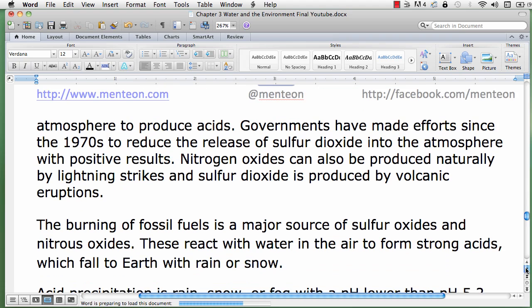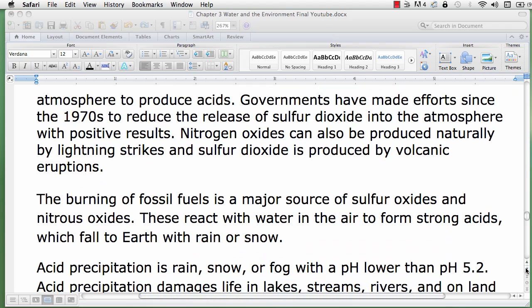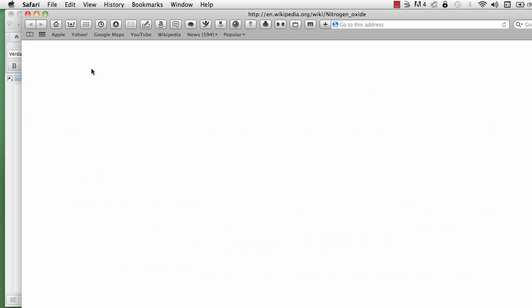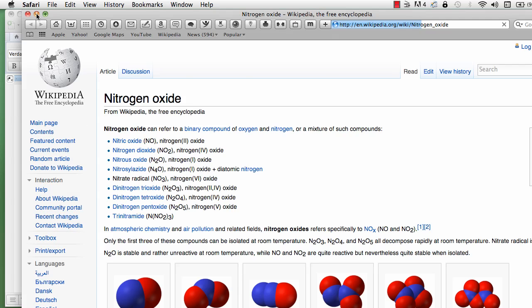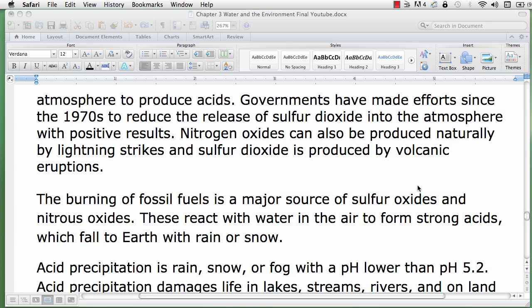Now, many governments have made efforts since the 1970s to reduce the amount of nitrogen oxides and sulfur dioxide released into the atmosphere. Nitrogen oxides can also be produced naturally through lightning strikes, and sulfur dioxide is actually produced by volcanic eruptions.